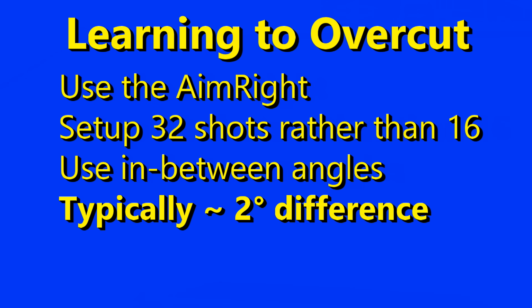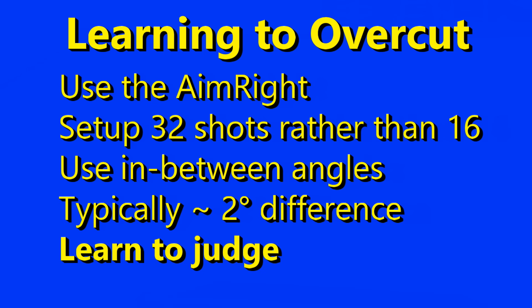So if you learn to be able to distinguish the aim with 2 degrees of separation, that'll give you the next level of competency to be able to compensate for cut-induced throw. It's in 2-degree increments roughly.